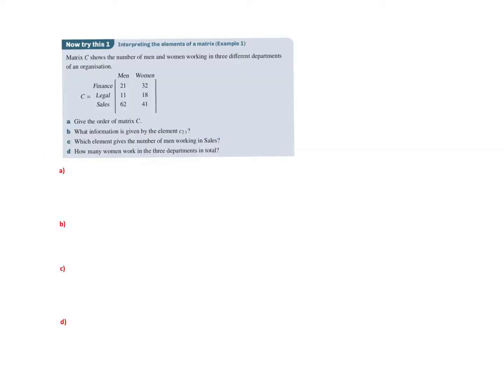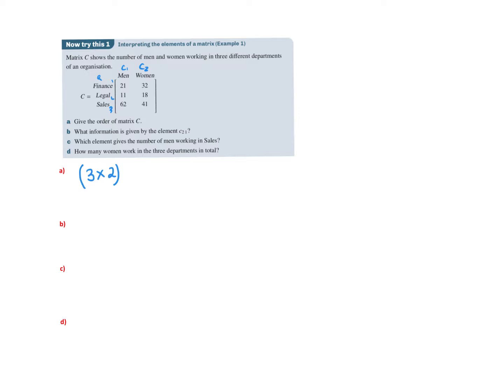Okay, matrix C shows the number of men and women working in 3 different department stores. So we're going to be given matrices now which show data or information. And what they're going to do is prompt you to see if you can interpret the information by asking you questions about this matrix. So you can see the first question is asking us, what is the order of matrix C? So you can see the order of matrix C is we have 3 rows and 2 columns. So here's column 1, column 2, and rows 1, 2, 3.